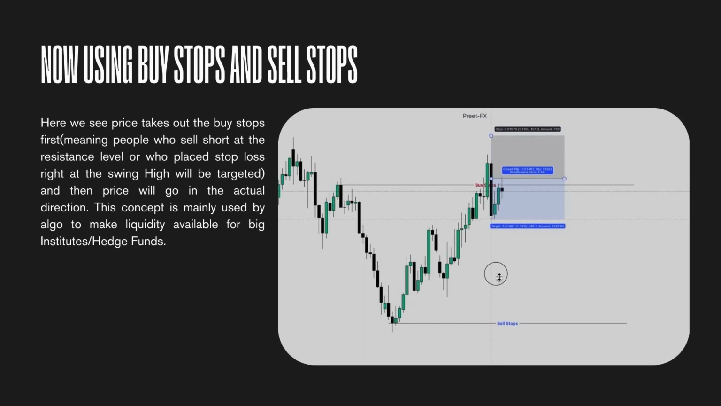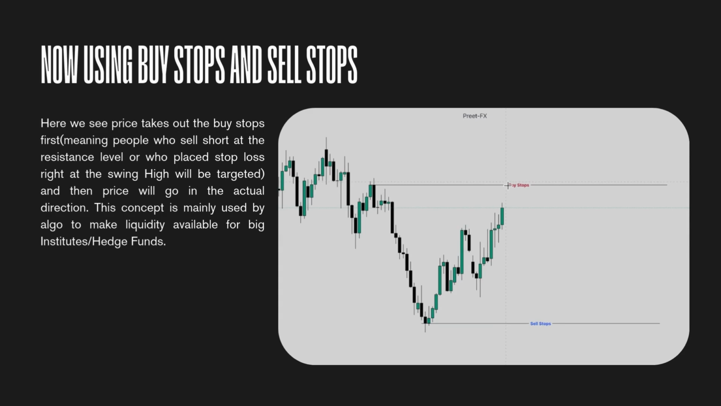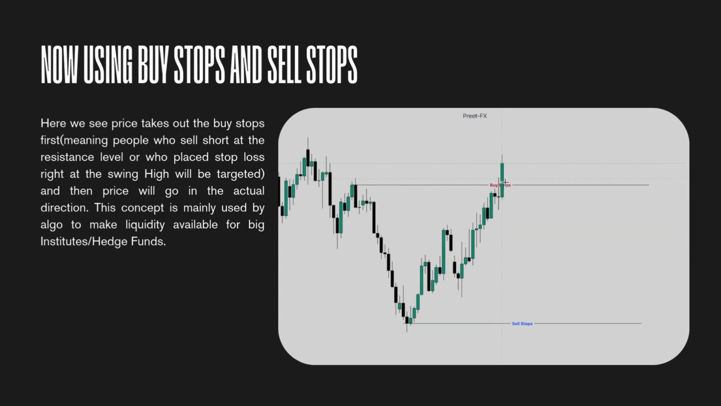Let's apply this concept of buy stops and sell stops to a real-world example. Imagine price is nearing a resistance level. Retail traders are going short, placing their stops right above the swing high. What happens next? The market spikes upward, triggering all those stops. That's liquidity being taken out. But here's the important part: after the liquidity raid, the price often moves in the opposite direction. This is because the market has collected enough orders to move more freely. Institutions need this liquidity to fill their larger positions, and once that's done, price can reverse and head toward the intended target.